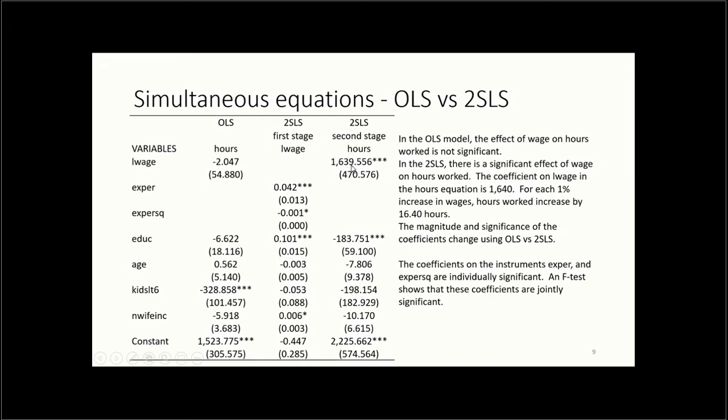So the way we would be interpreting this coefficient is that for each percent increase in wages, the hours worked would increase by 16.4 hours for working women. And so what we are finding here is that for the first equation, if we ignore the simultaneity bias, we get biased coefficients, and the coefficient is not significant. But here the coefficient is significant using the two-stage least squares, the correct procedure.